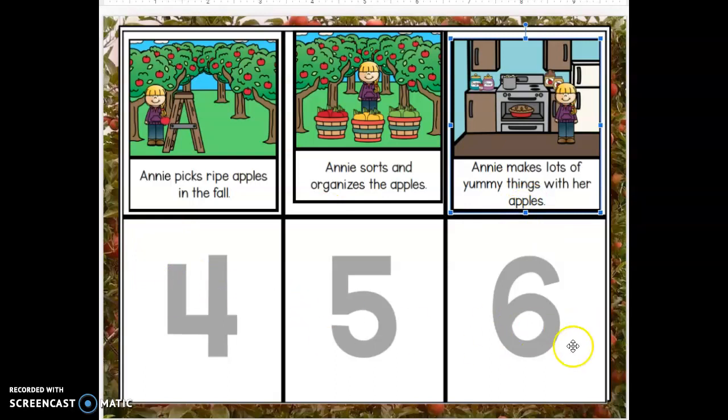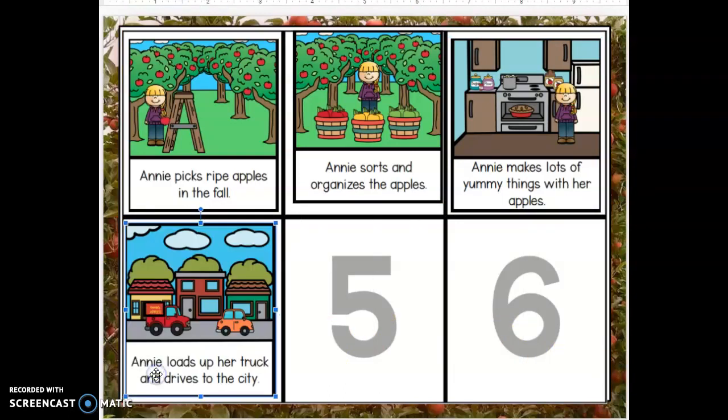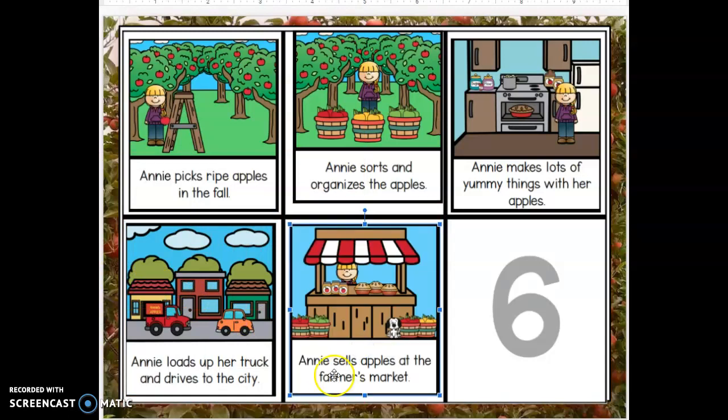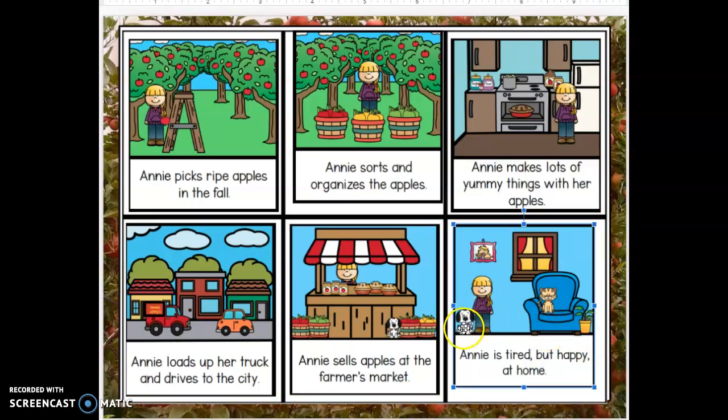She loads up her truck and takes all of the good things she has made to the city. That's where the farmer's market is located. At the farmer's market, she sells her goods. You can see her apple pies, her applesauce, and she's even selling apples. After working a hard day at the farmer's market, she's tired, but happy to be at her home, relaxing with her dog and her cat.